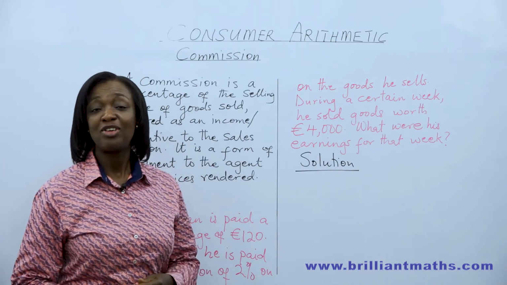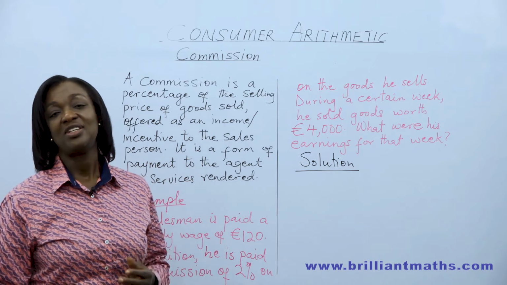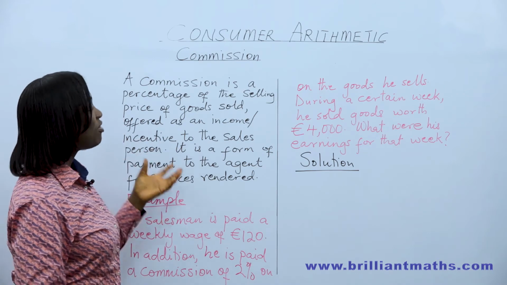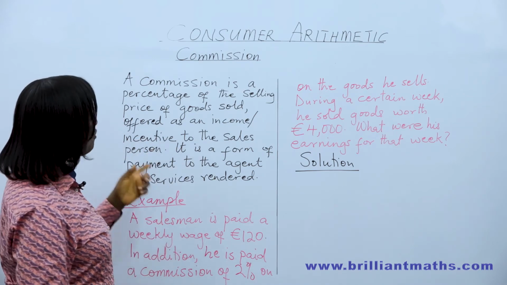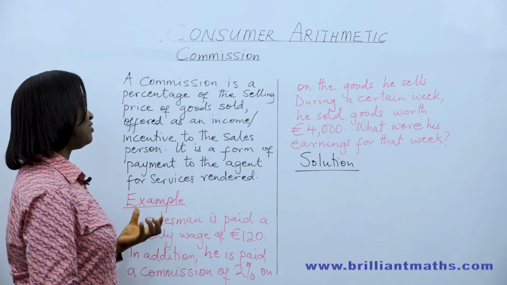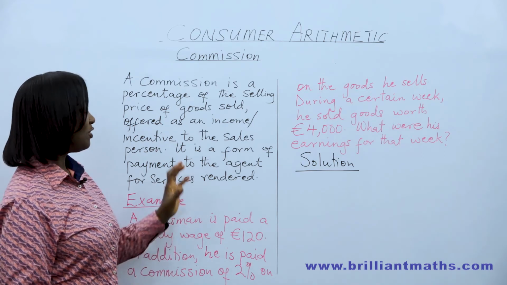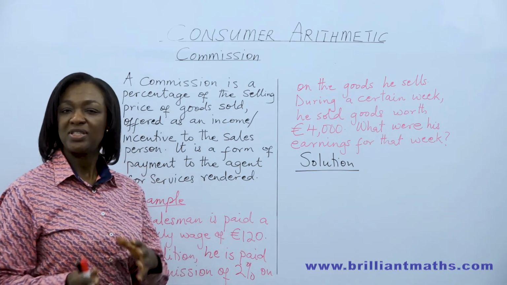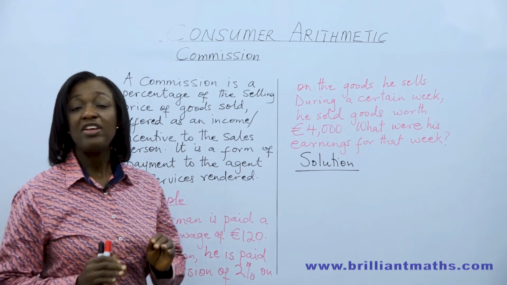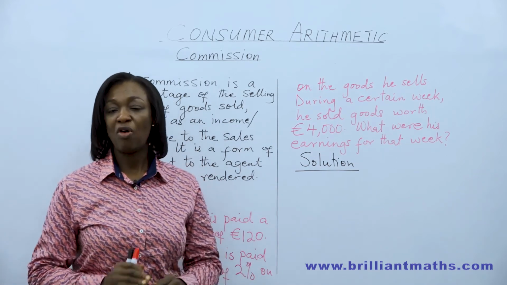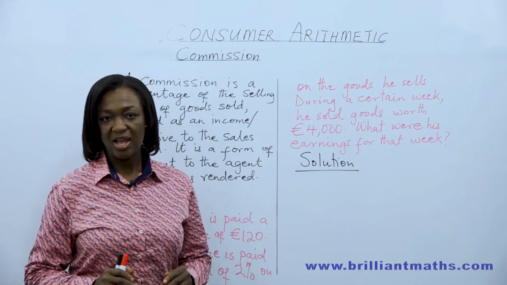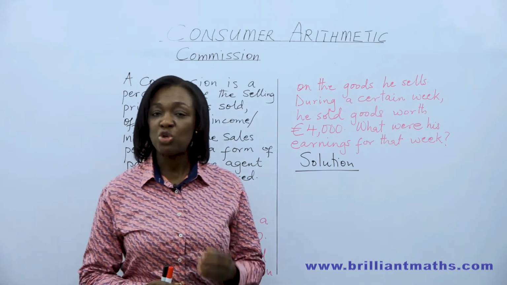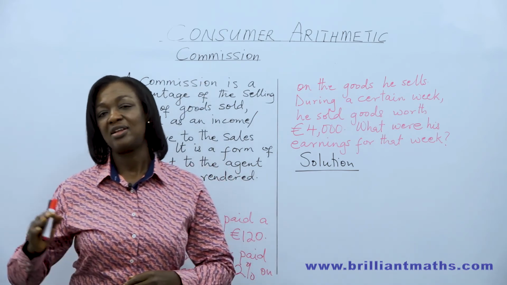Let's quickly look at how to calculate commissions. What is a commission? A commission is a percentage of the selling price of goods offered as an income or an incentive to the salesperson. So it's a form of payment to the agent for services rendered. So usually salespersons get commission. There is no particular method of calculating commissions. The commission depends on the terms of the offer, the terms of the agreement between the salesperson and the company.